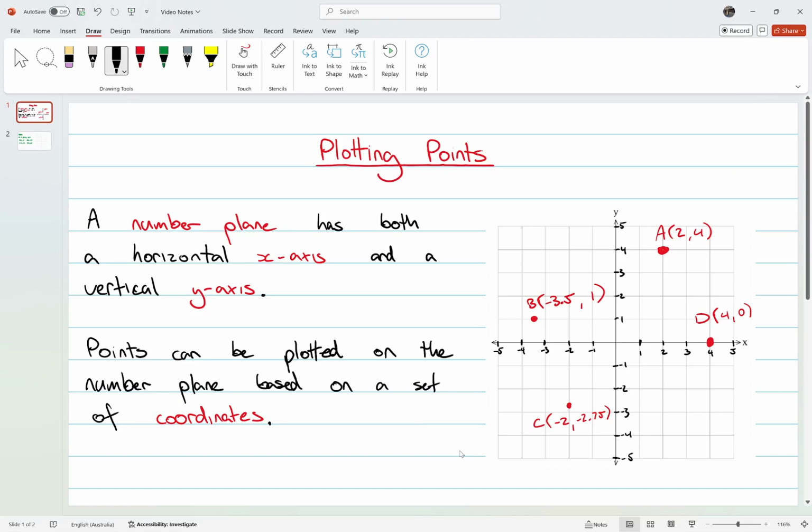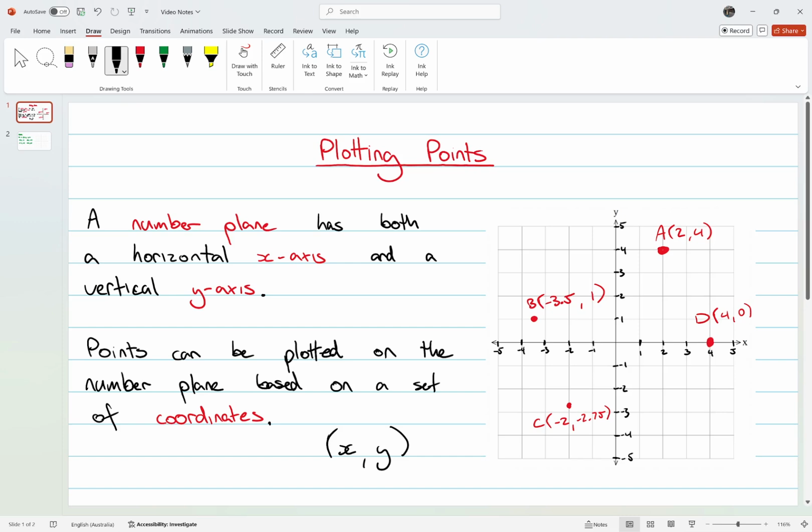Hi everyone, in this video we're going to be looking at how we can plot points on the number plane. So as you all know, a number plane has both a horizontal x-axis and a vertical y-axis. And so points can be plotted on the number plane based on a set of coordinates. Those coordinates always have an x and a y.